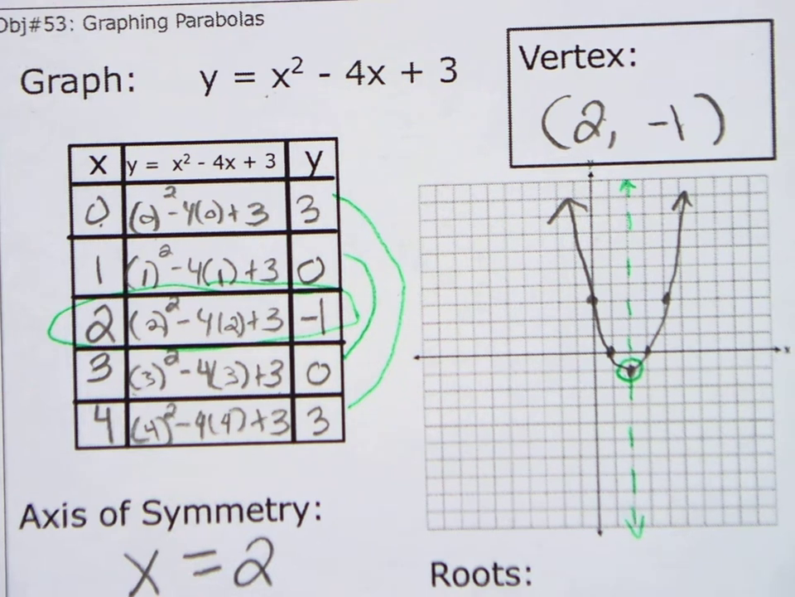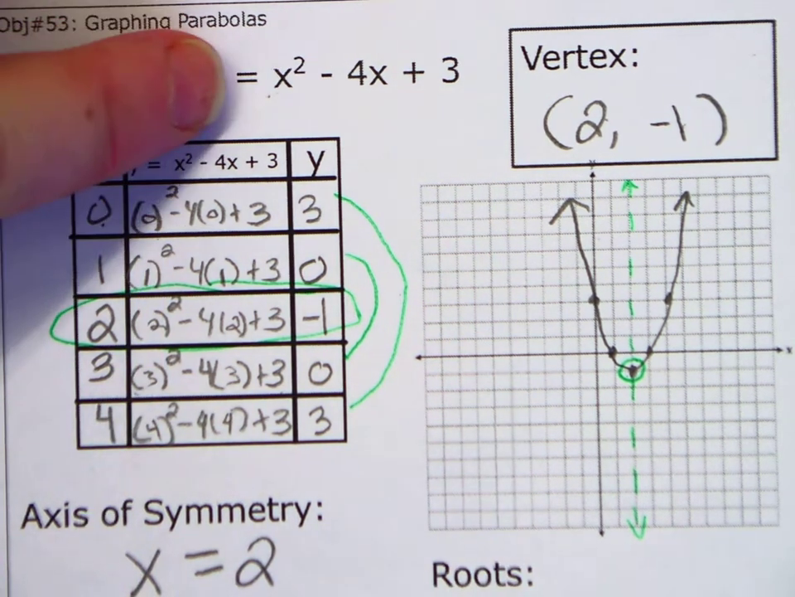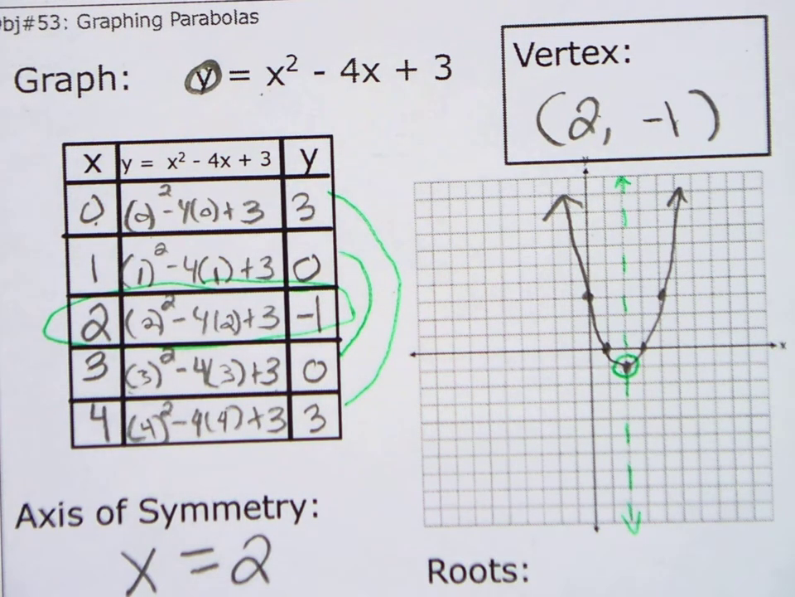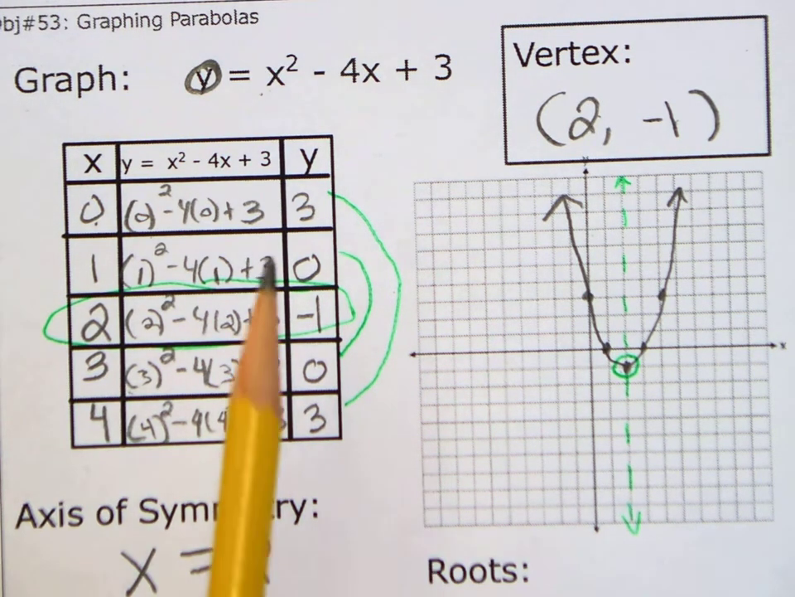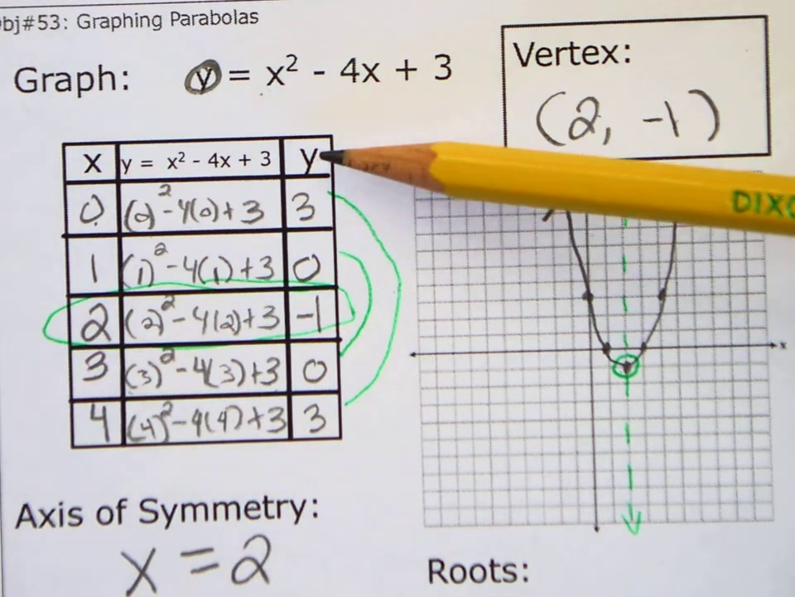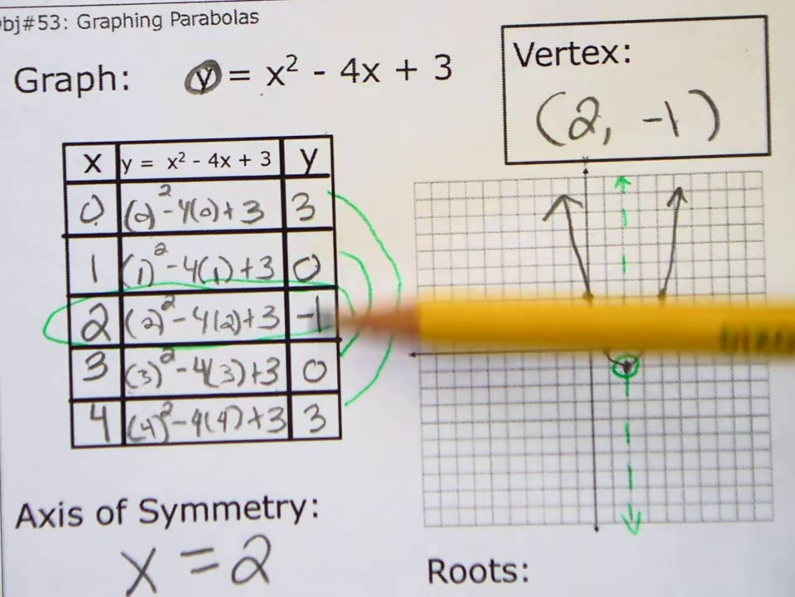Now, finally, the roots. Remember, the roots are what happens if we replace y with 0. If this was really a 0 and we solved, what would we get? Well, where is the y value always 0? Look over here. The y value is 0 here and here. What are those x values?